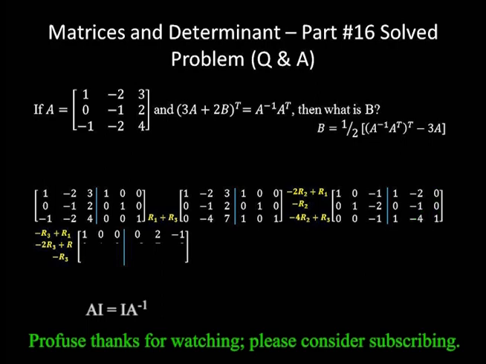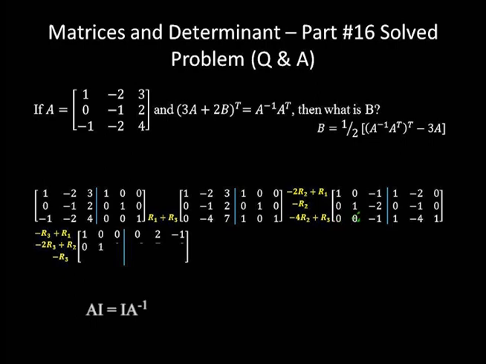When we move to row 2, negative 2 times 0 is 0. 0 plus 0 gives us 0. Negative 2 times 0 is 0. 0 plus 1 gives us 1. Negative 2 times negative 1 is positive 2. Positive 2 plus negative 2 is 0.